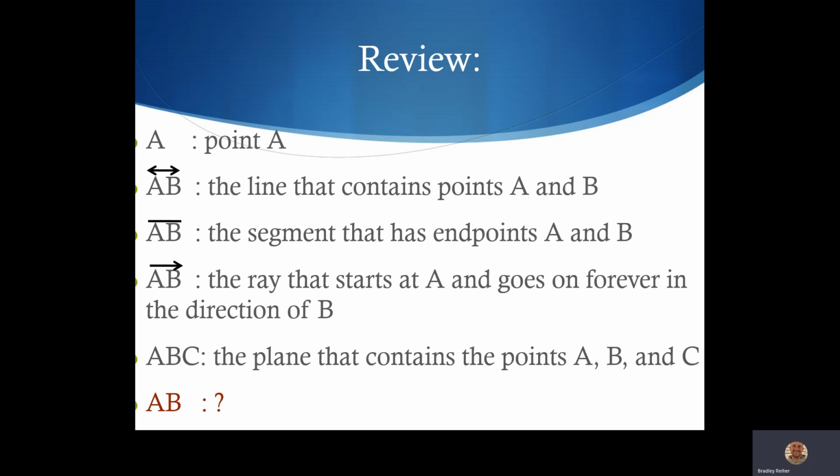You don't put anything in front of it or anything above it, just 3 capital letters. That refers to a plane. And the reason that works is if you think back to the postulate we just talked about, any 3 non-collinear points make a plane. That's why you use 3 letters to name a plane. Okay, now the new thing that we're going to look at today is just a capital A and a capital B with nothing in front of it, nothing above it. What does that mean? That's what we're going to look at.